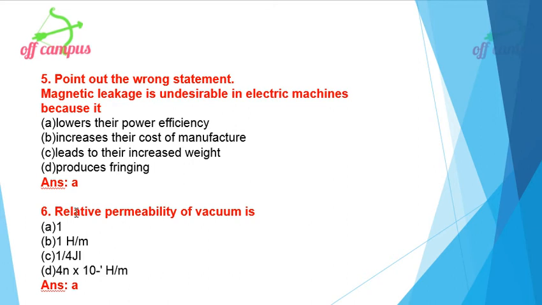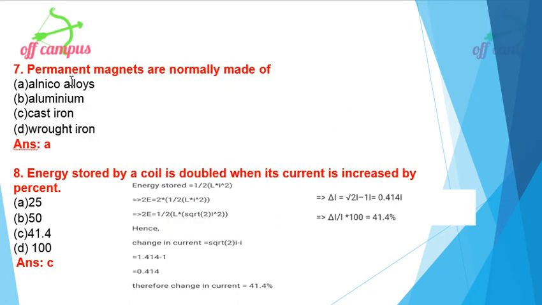Question number 6, what is the relative permeability of a vacuum? It is nothing but option A, 1. 7, permanent magnets are normally made of alnico-alloys, aluminum, cast iron, rough ions. Permanent magnets are normally made of, option A, alnico-alloys is the right option.